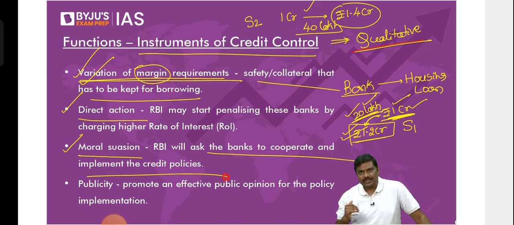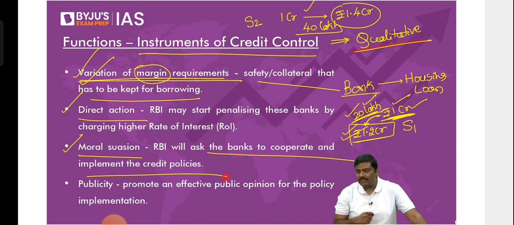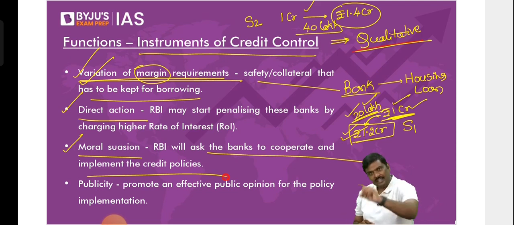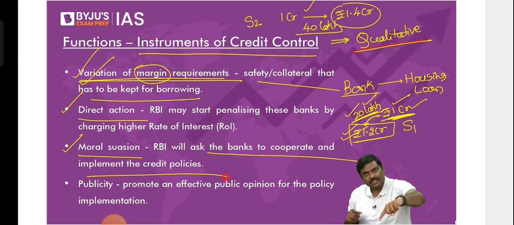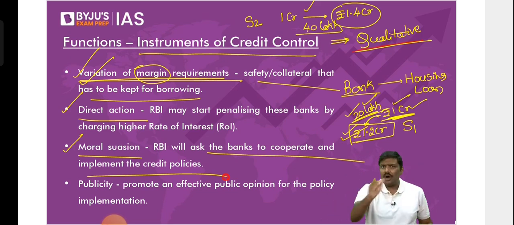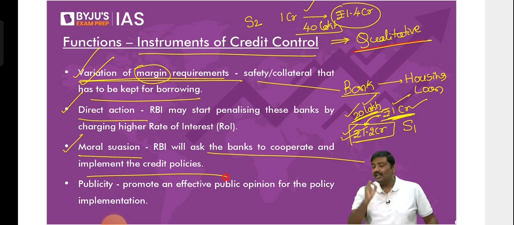Now, what do you mean by moral suasion? Imagine you're RBI and I'm one bank. I'm not following your policies. I'm not implementing these policies correctly. So what you will do is either send a letter to me or write a big paper and warn that these banks are not following. You'll give a statement in a press conference that such a bank is not following the policy. Or in a meeting, you'll warn me. You'll basically point me out and say, you are not following the credit policies. This is referred to as moral suasion.